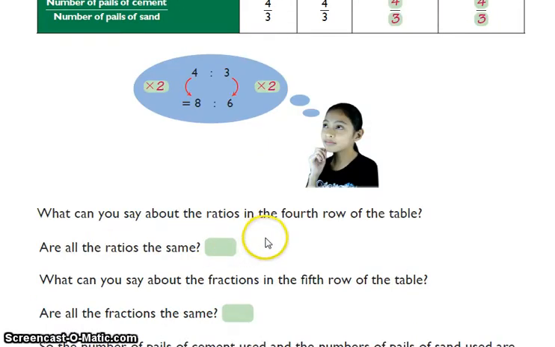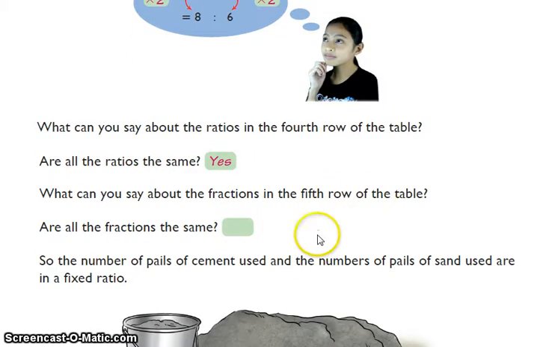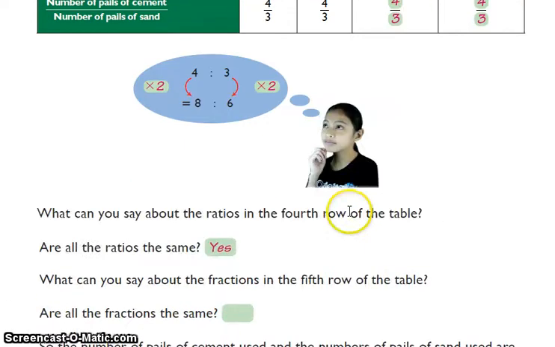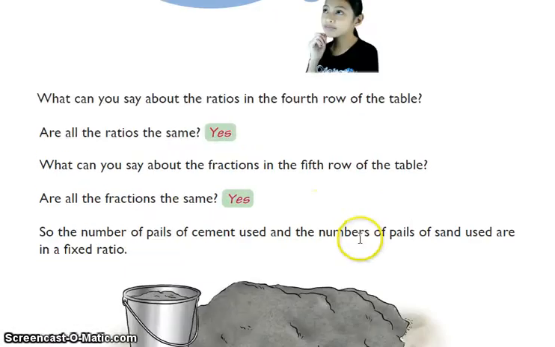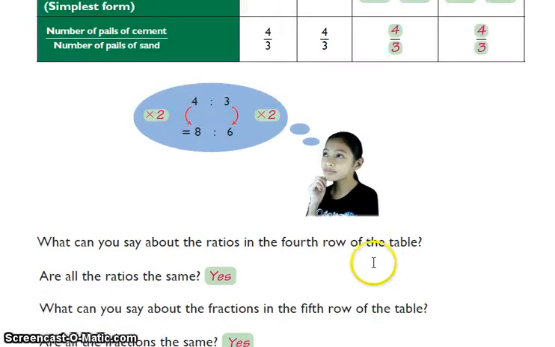So what can we say about the ratios in the 4th row of the table? Are they the same? Of course they are the same. And in the 5th row of the table, are they the same? In the 5th row, if you look at the fraction, they are all the same. So we say that they follow a fixed ratio.